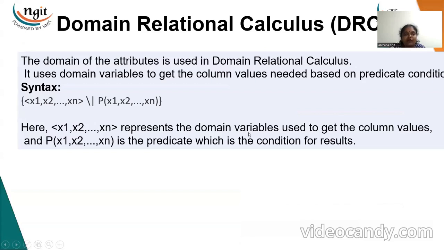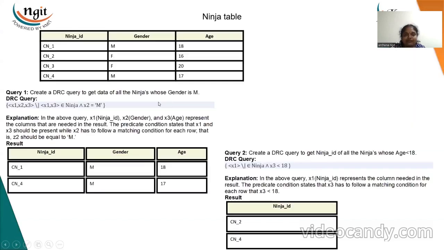Right? Now, domain relational calculus, this is also similar to tuple relational calculus in terms of representation or notation, but there we represent only a set of tuples, while here we will be more considerate in taking the attributes of the table. Okay, so these attributes are going to be retrieved based upon the condition which is being matched there.